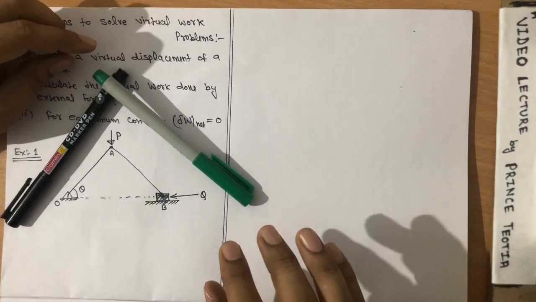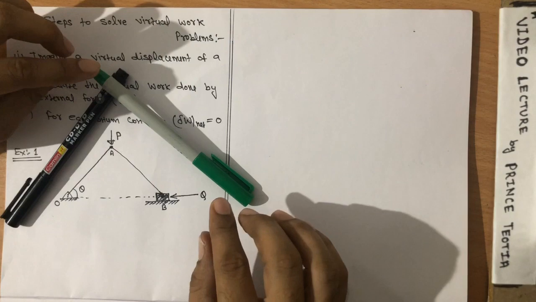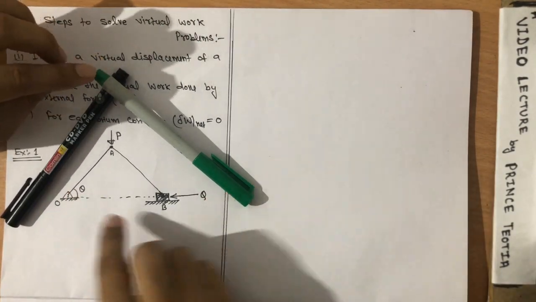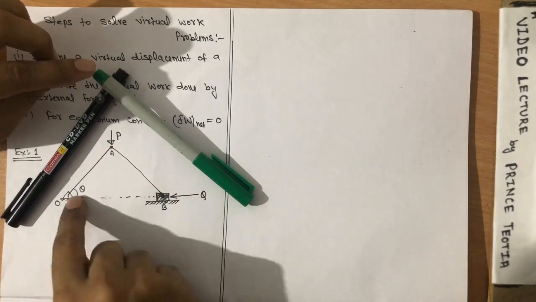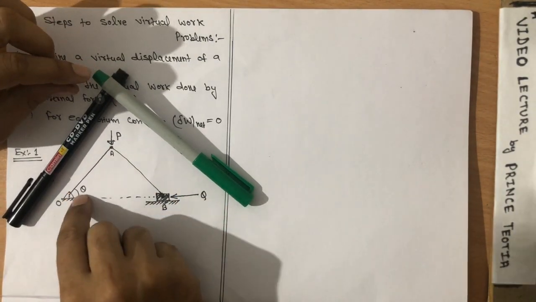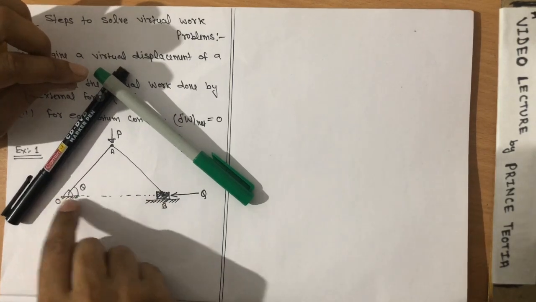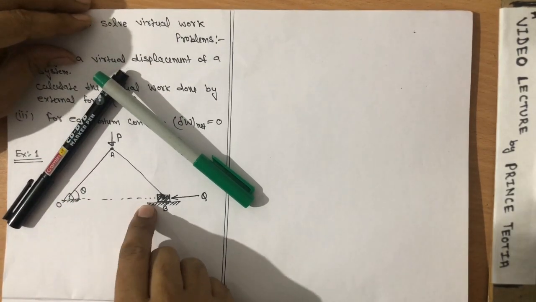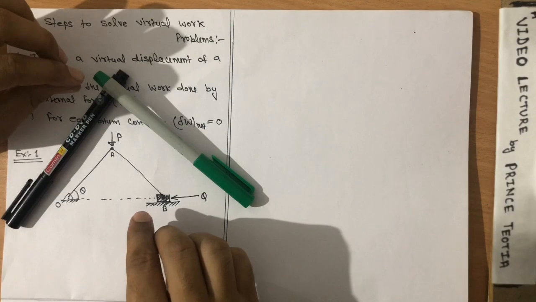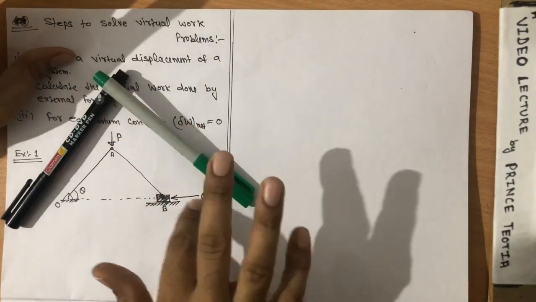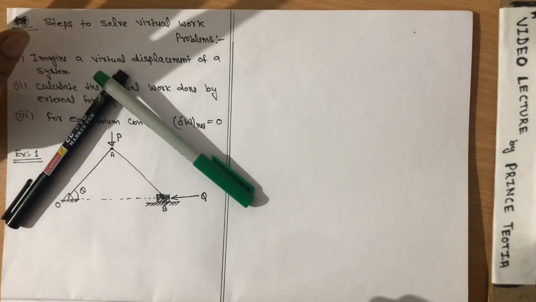We have to find the relationship between the forces and theta. Theta is given, the position at which the system is in equilibrium. There is no connection between this and this; these are dotted lines only. So the question is that we have to find the relationship between these forces and this theta.